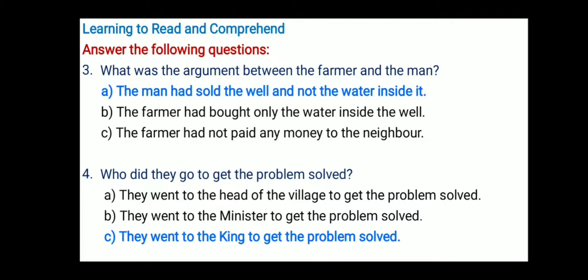Question number 3. What was the argument between the farmer and the man? The correct option is: the man had sold the well and not the water inside it. Question number 4. Who did they go to get the problem solved? The correct option is: they went to the king to get the problem solved.